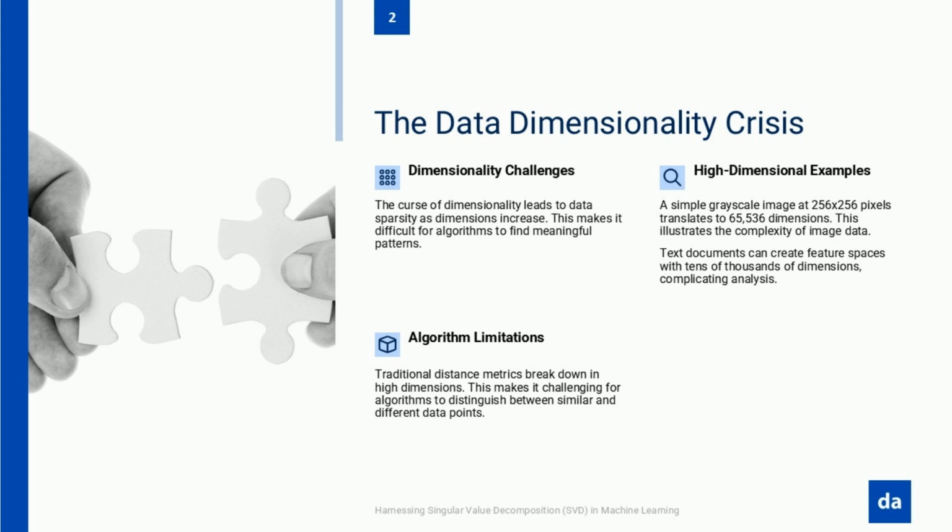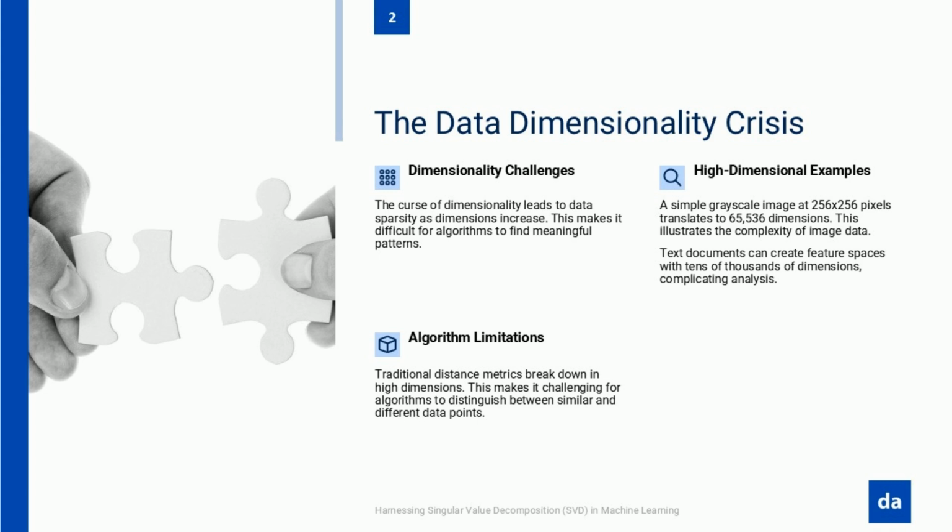We can visualize this in a machine learning pipeline. Raw data enters the system with thousands or millions of dimensions. It travels through pre-processing, feature extraction, and model training. But at each stage, the high dimensionality creates congestion points where computational resources are strained and algorithmic effectiveness diminishes. The pipeline that should flow smoothly instead becomes clogged with redundant, noisy, and computationally expensive dimensions.